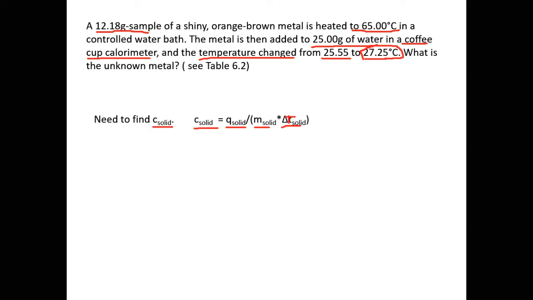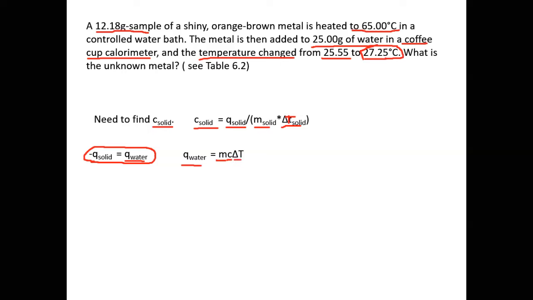So let's see what we have to do this problem. So in order to find the Q of the solid, remember that the negative Q of solid equals the Q of water. So if we can determine the Q of water, we can find the Q of solid. So the Q of water is equal to the mass of water times the specific heat times delta T.